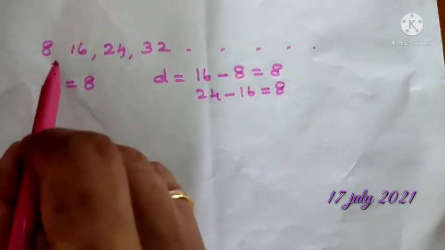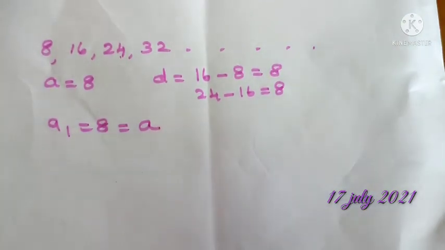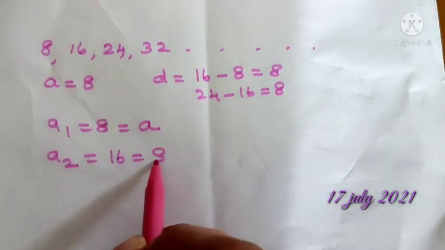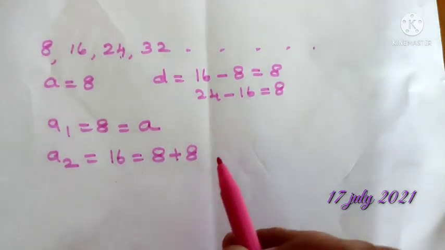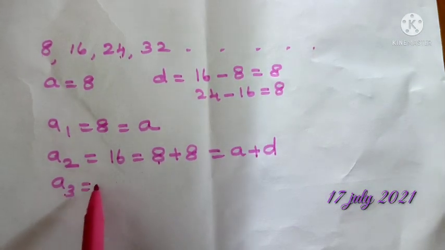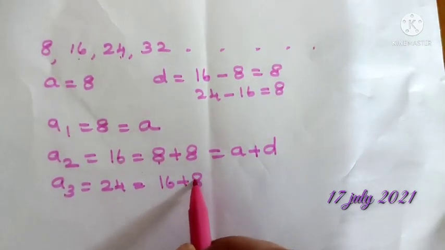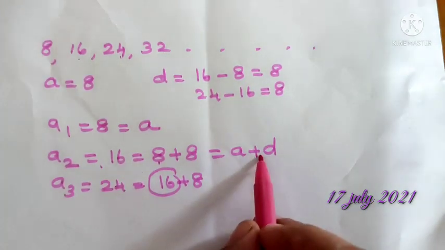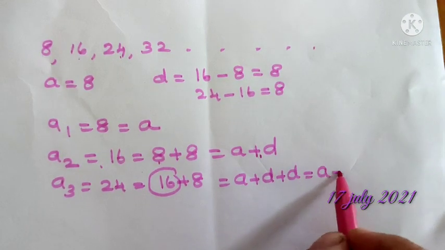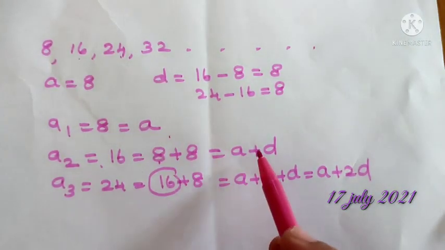So we will write now A1, that is the first term, equal to 8, which is equal to A. Second term A2 equal to 16. We know that it is 8 plus 8, the first term plus common difference. A3 is 24. Actually when we are having this one, 16 plus 8 I'll write. Now what is our 16? 16 equal to A2, that is A plus D, then again D, A plus 2D.